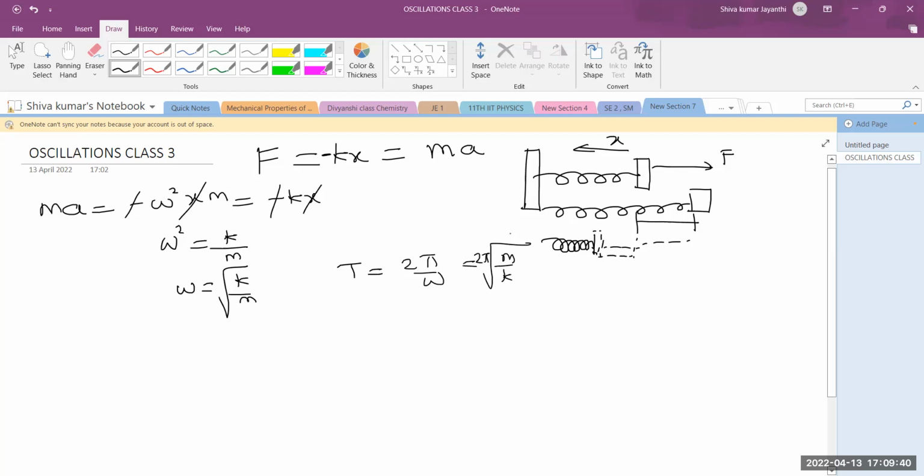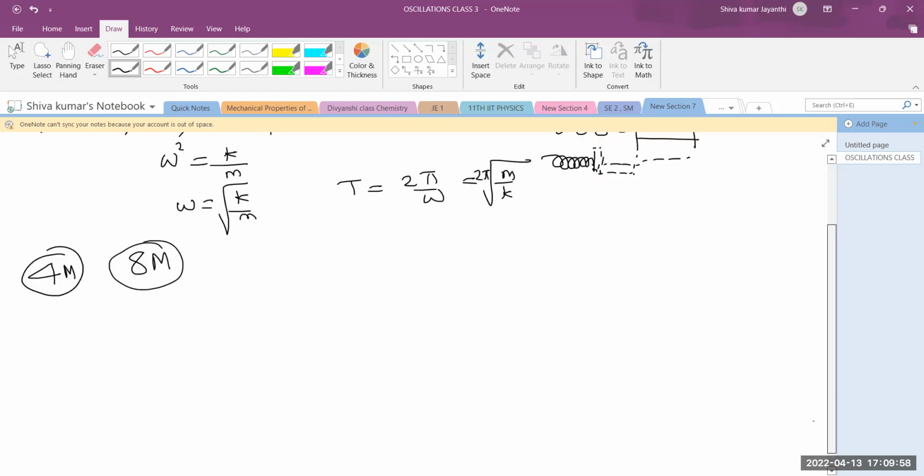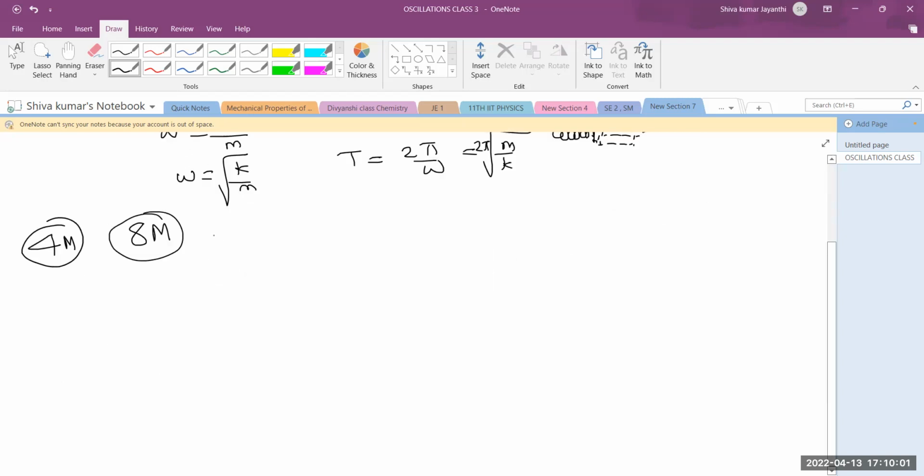Now, having known this, the next important thing is energy consideration. Very important. This is a 4-mark answer. Sometimes earlier they used to ask it as an 8-mark answer, now they are asking it as a 4-mark answer. So this is energy considerations, or energy in S.H.M, simple harmonic motion. A very, very important answer, even in your NEET also.